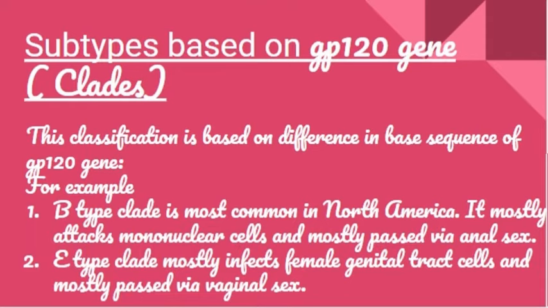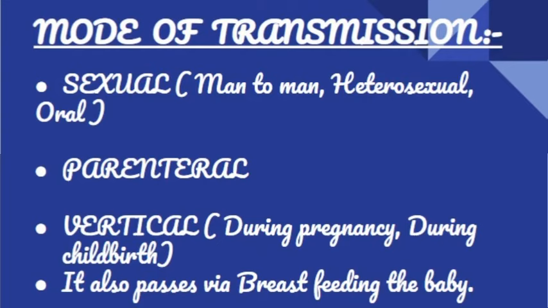B-type clade is common in North America. It mostly attacks mononuclear cells. Its GP120 is specific to them and it is mostly passed via anal sex. E-type clade infects female genital tract cells and is mostly passed via vaginal sex.